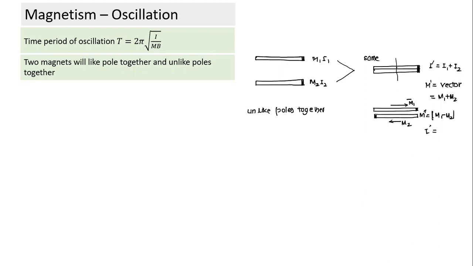I dash is not a vector sum. I dash will be equal to I1 plus I2. So we can add together and subtract. It is a simple calculation of I and M every time, and we can solve such questions pretty easily.